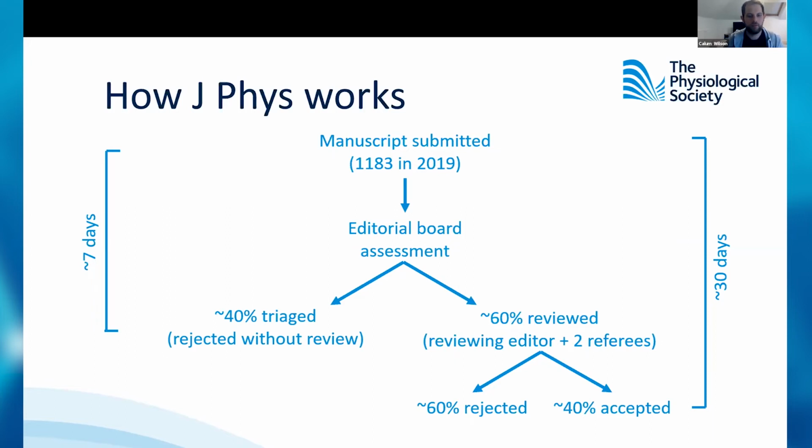But the remaining 60% of papers, that's about 710 of these research papers, were all sent out for peer review. And they were sent to a reviewing editor who is associated with the journal and at least 2 external expert referees. And through various rounds of revisions, 40% of these papers were ultimately accepted for publication in the Journal of Physiology, and 60% of them were rejected. They didn't make it to publication. But that works out to be an overall publication rate that's somewhere in the region of about 22 to 24% for research articles. And the whole process generally takes about 30 days.